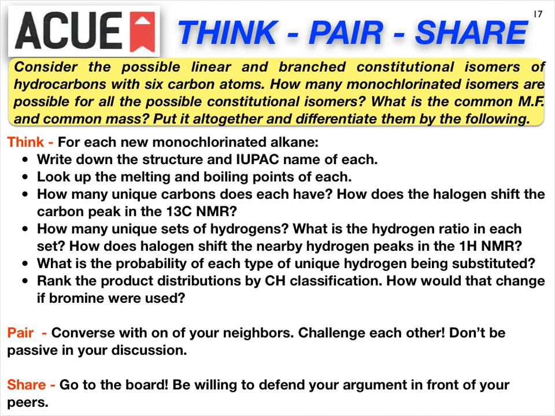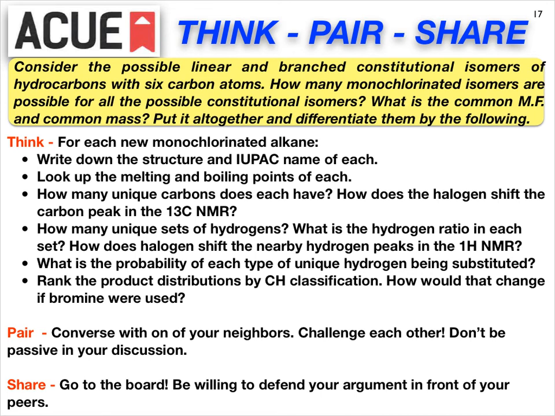So here is a prompt for you to consider. I'll leave this up for about 3 minutes, and then we'll finish off the rest of this session with a slide that's going to transition us into Chapter 7. So the prompt is, consider the possible linear and branched constitutional isomers of hydrocarbons with 6 carbon atoms. So you're only dealing with C and H.